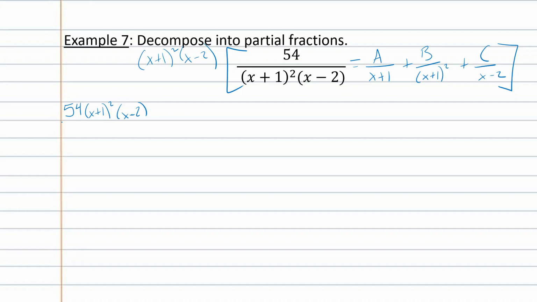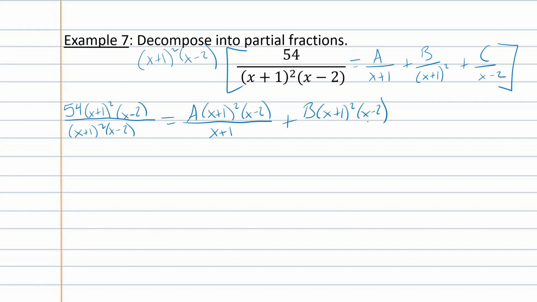So I've got 54 times x plus 1 squared times x minus 2 all over x plus 1 squared times x minus 2. You should notice that cancellation that's going to occur there. Here we have a times x plus 1 squared times x minus 2 all over x plus 1. Here we have b times x plus 1 squared times x minus 2 all over x plus 1 squared. Here we have c times x plus 1 squared times x minus 2 all over x minus 2.